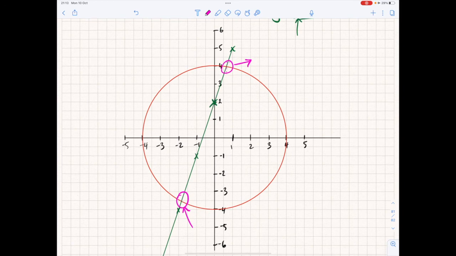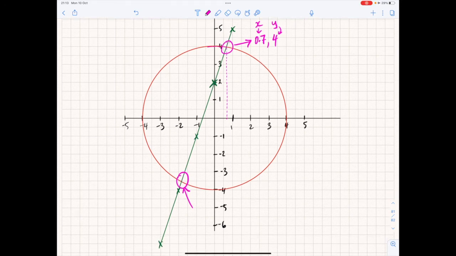Now, if I look at this, remember this is an estimate, so it doesn't say exact. I would say that's about 0.6 or 0.7. Let's call it 0.7. And then your y is probably 4, maybe 3.9 potentially. But that's your x and that's your y. And then down here, looking at this one, if I read up here, that's about minus 1.9, possibly 1.8. And then here, that is about minus 3.5.